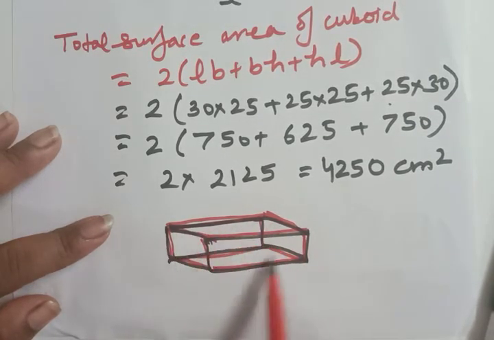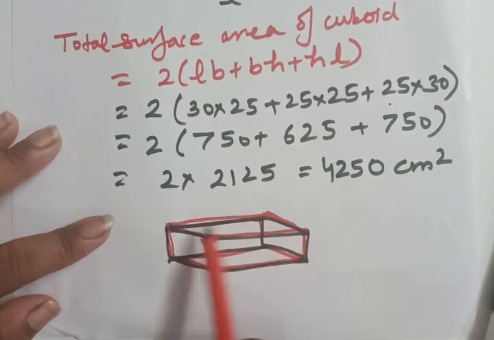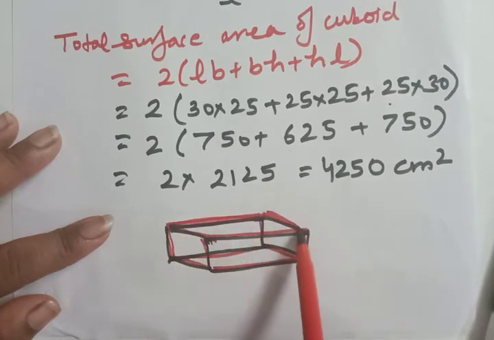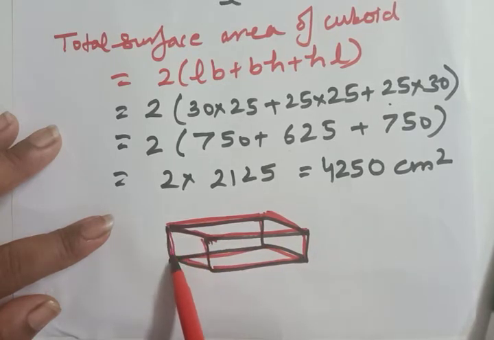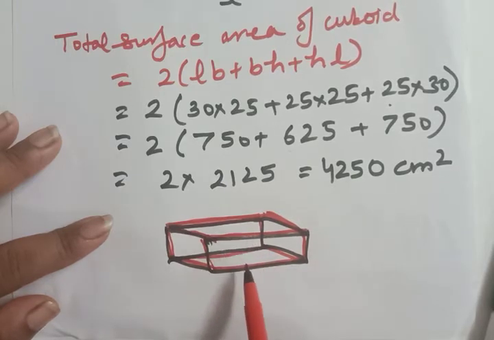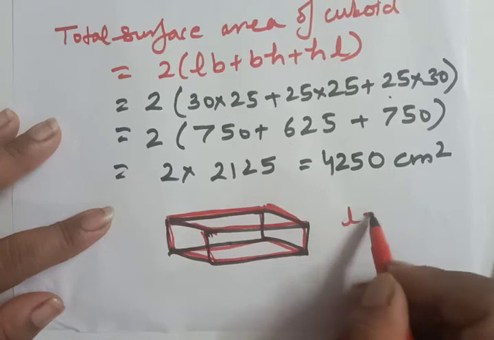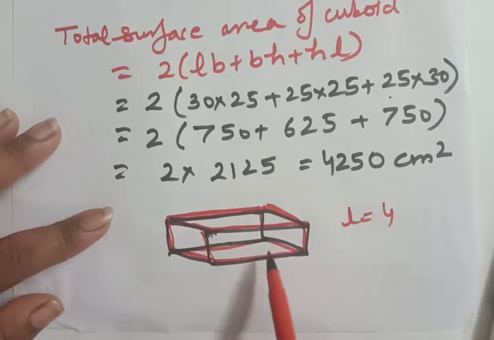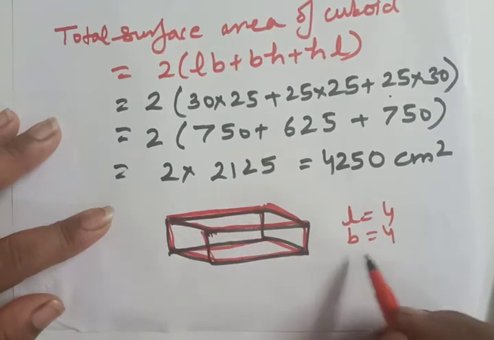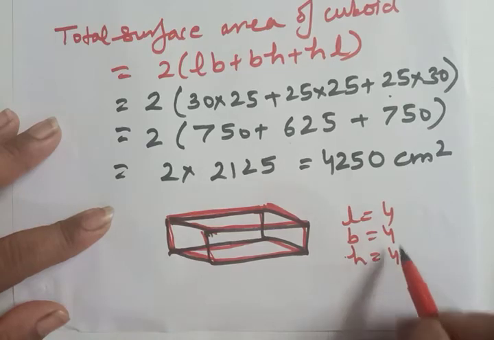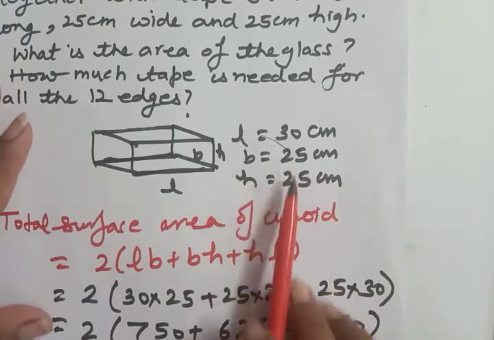Now we need to find out the total tape. It means we need to find out the sum of the tape: this plus this plus this plus this. So we need to add all the edges. How many lengths are there? See, 4 lengths are there, and 4 breadths are also there, and 4 heights are there. But if we see the dimensions given to us, breadth and height are the same.